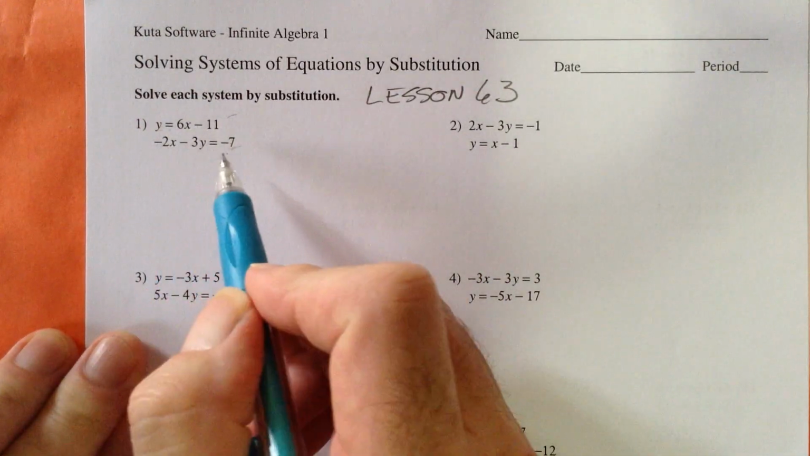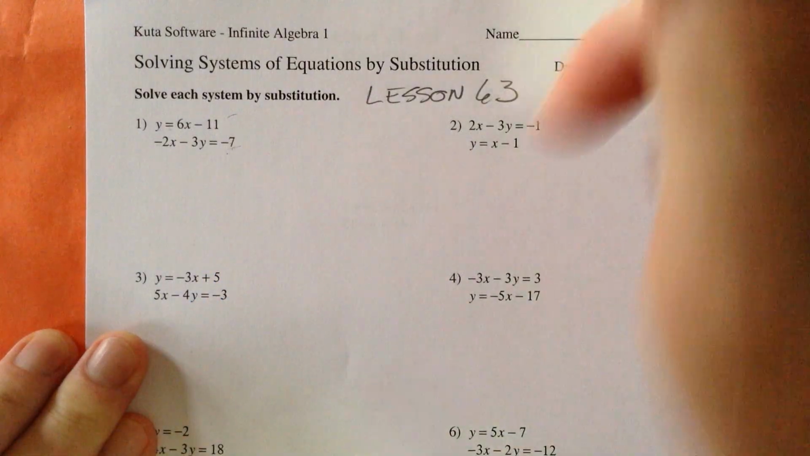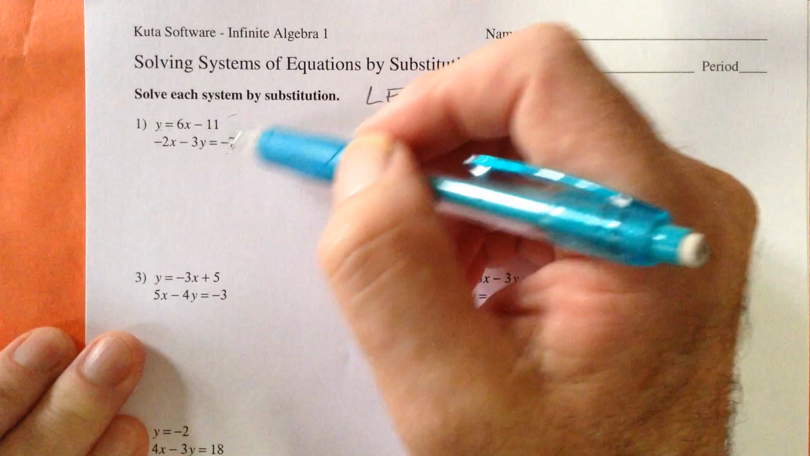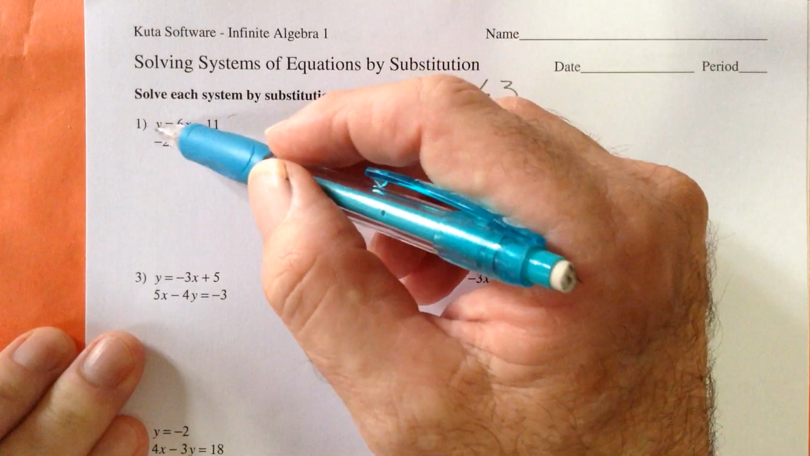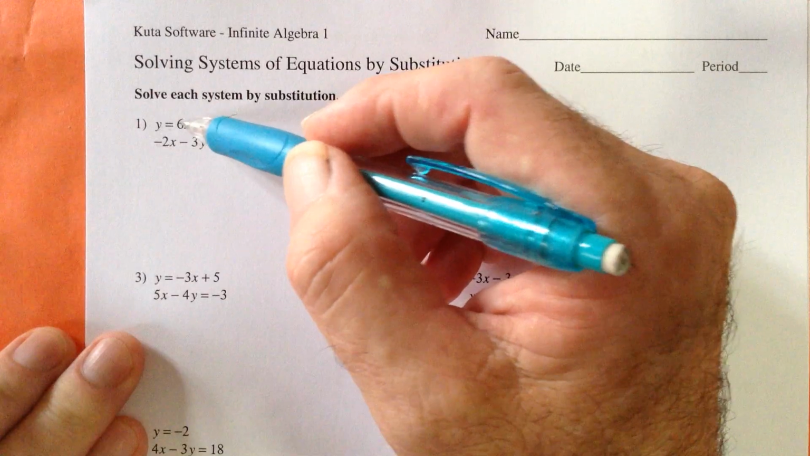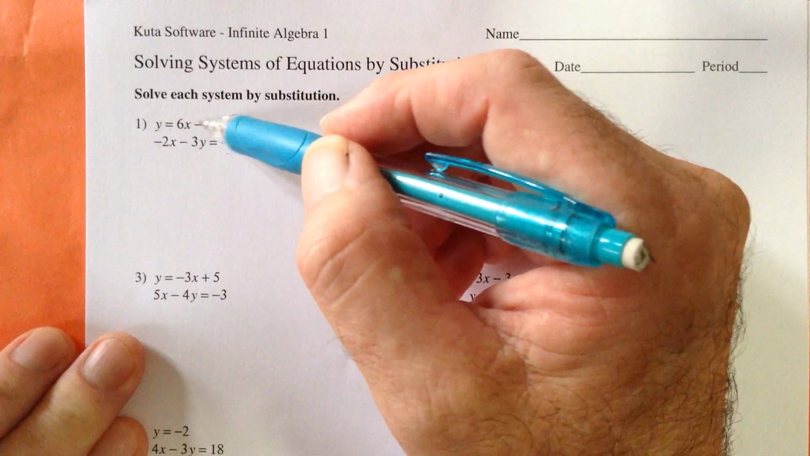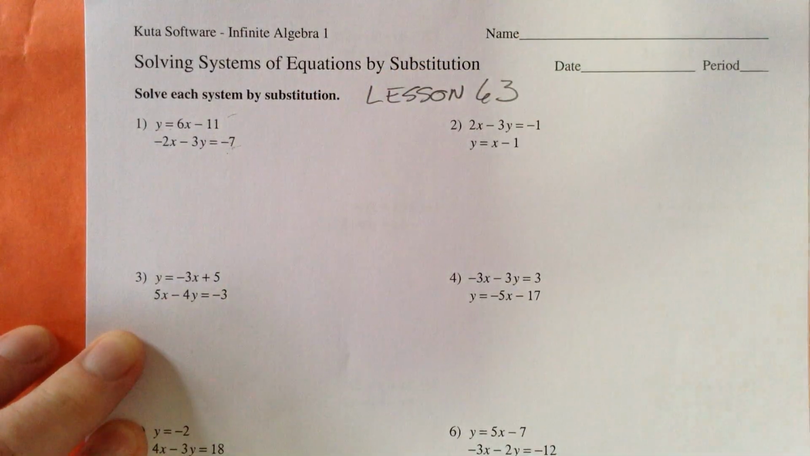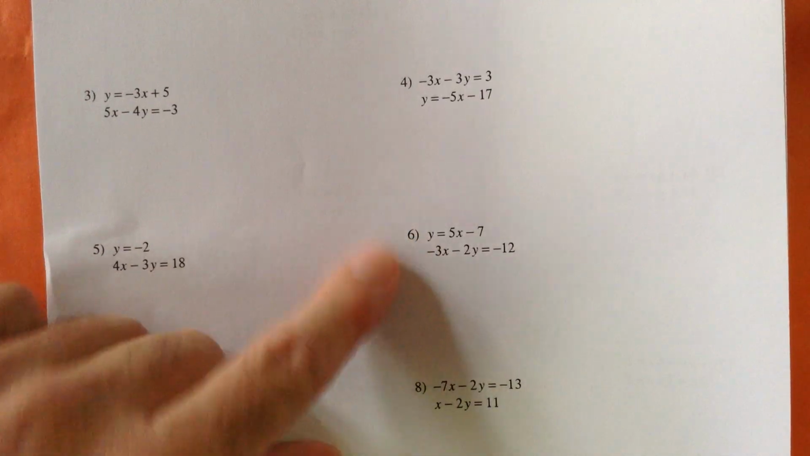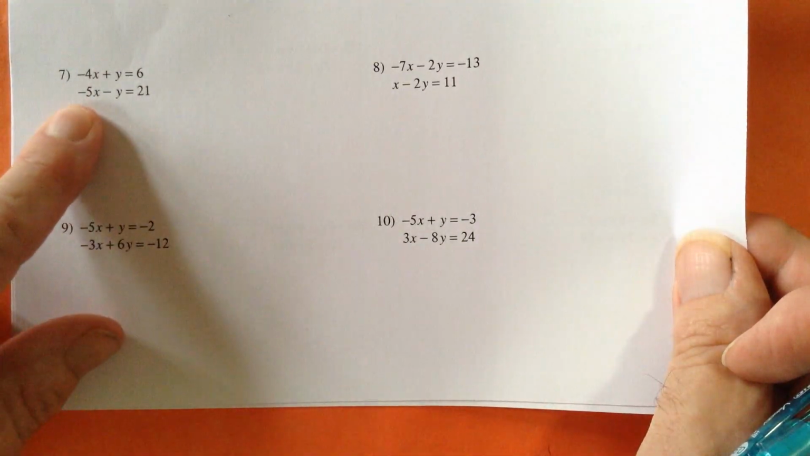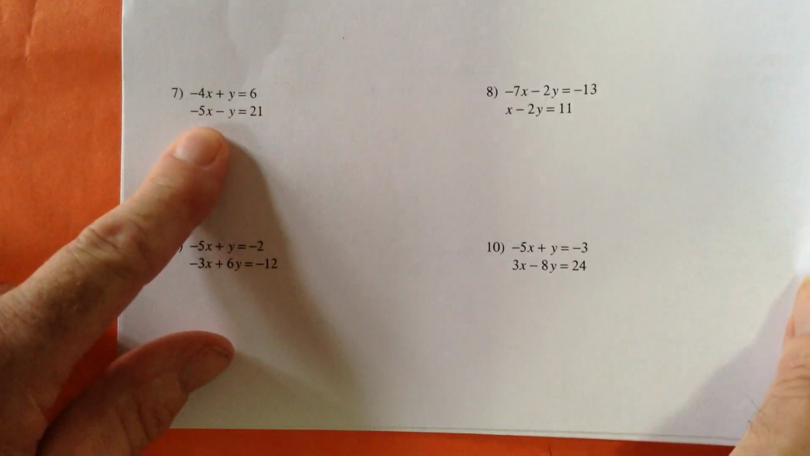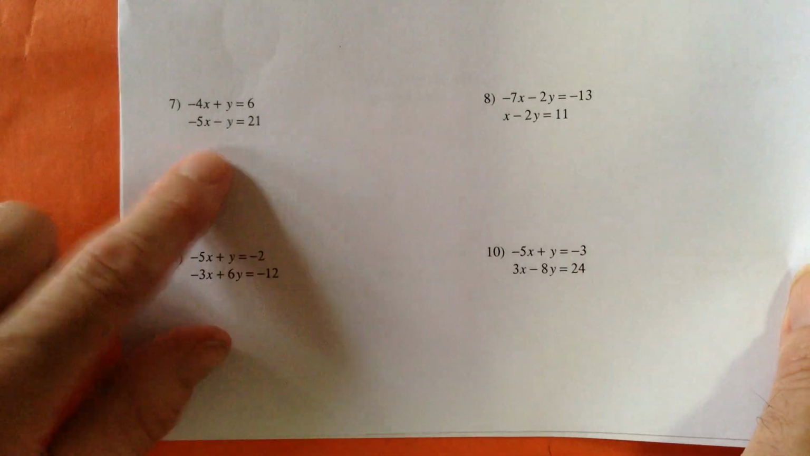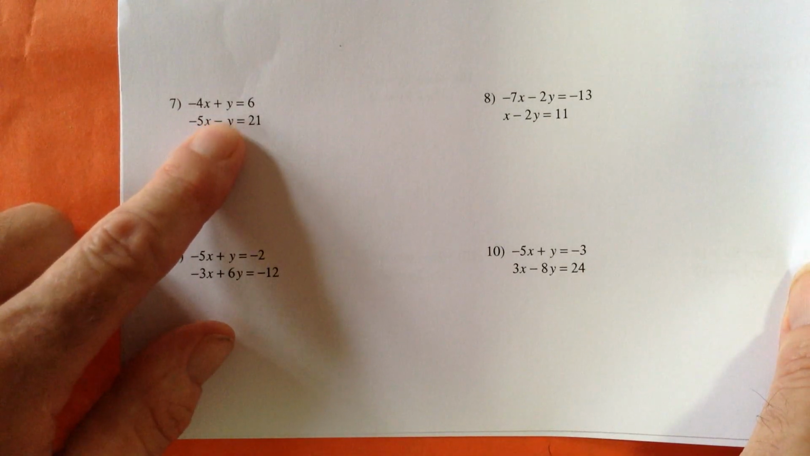This one isn't. So the first thing you've got to do is make sure that out of the two equations, one of them is set up with y equals something times x plus or minus a number. The first 6 problems on this worksheet have one of the equations set up that way. And then the next video will show you what to do if you don't have one set up, starting at number 7, where one of them is not set up with the y on one side.